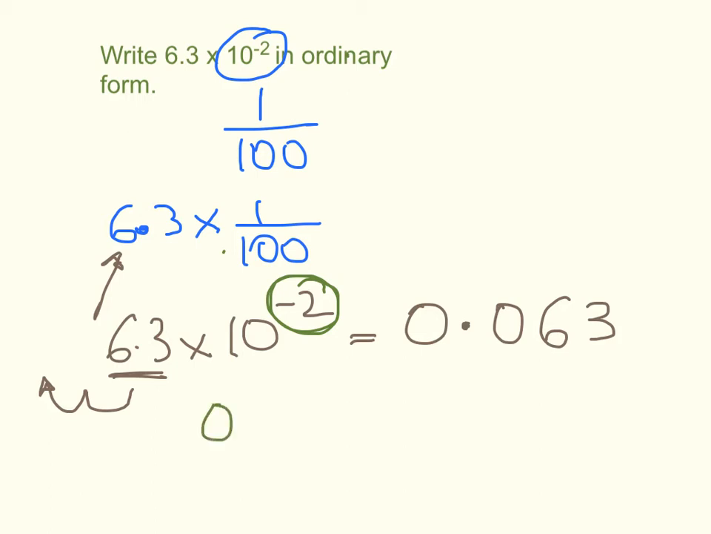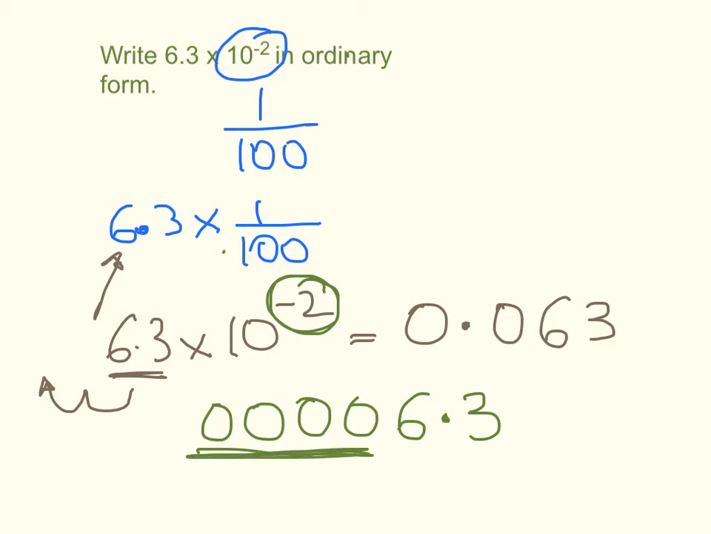So sometimes if you have trouble seeing that when you start doing these, you might want to write your number out like that, 0.006.3. And we can do that because all of those extra zeros don't affect the value of the number at all. So there we go, we're going hop, hop, or bounce, bounce, 1, 2 places over. Right, so 6.3 times 10 to the -2 is 0.063. On the next slide there are some for you to try.